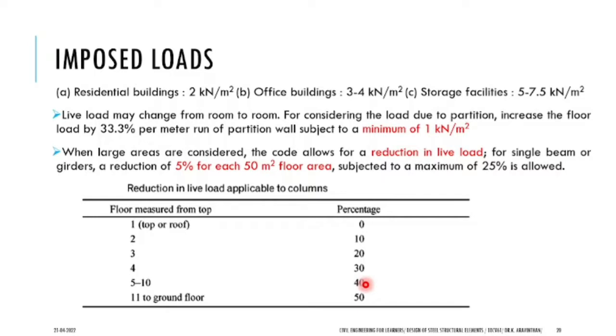What will happen if you consider all the floors as having 4 kilonewton? What will happen? The loads will increase. If loads are increased, bending moment will increase. Yes or no? If bending moment is increased, material will increase.